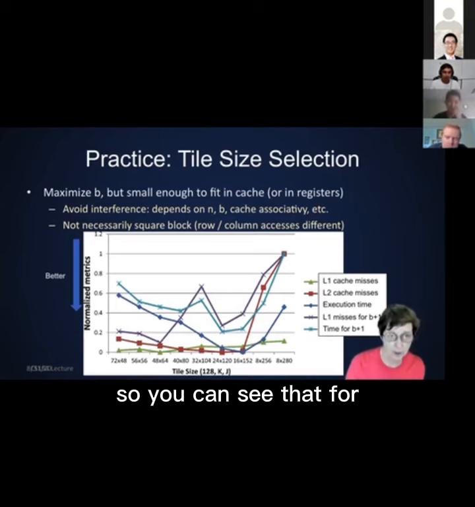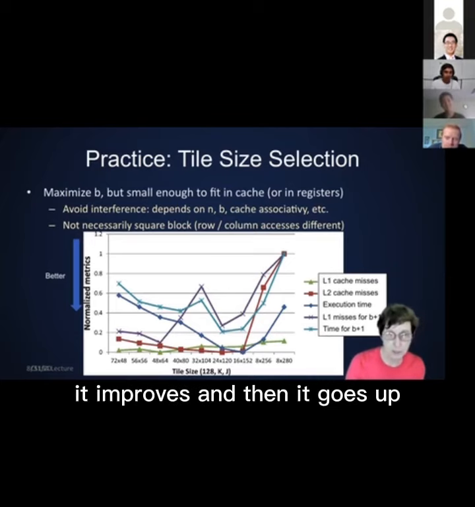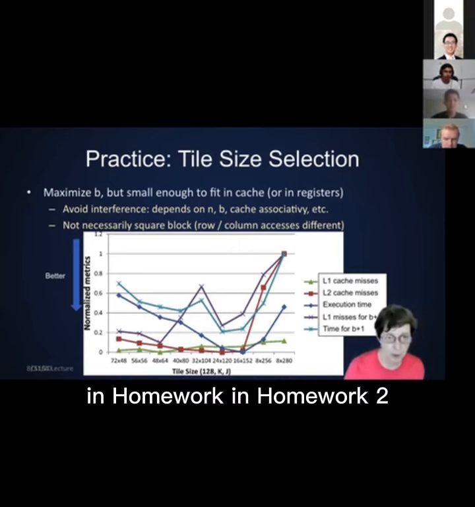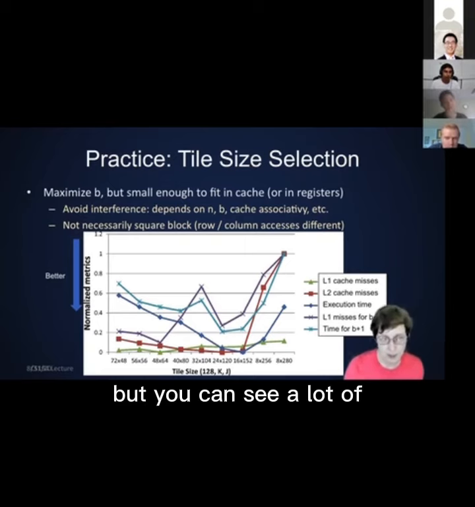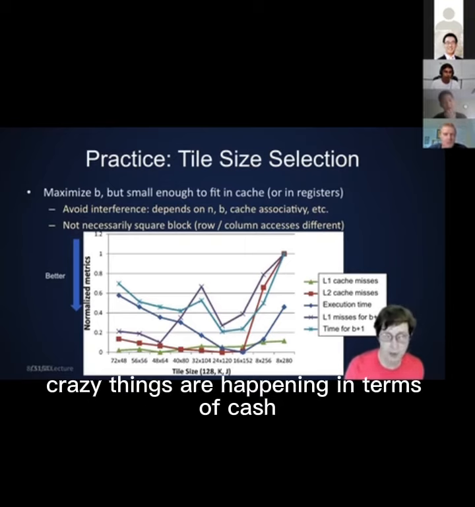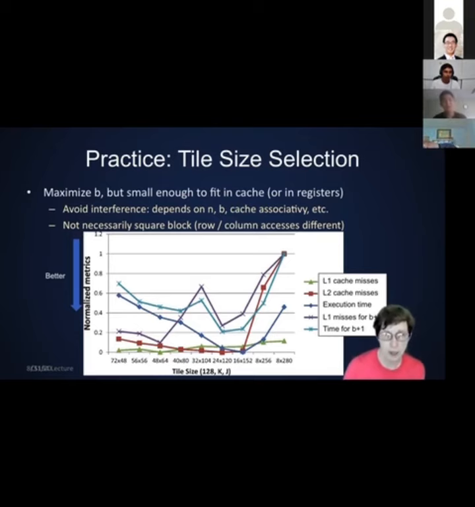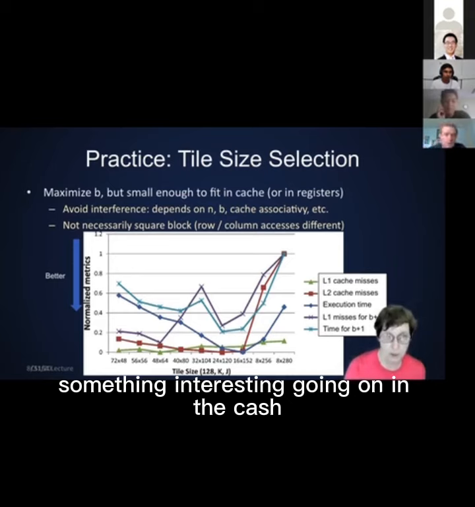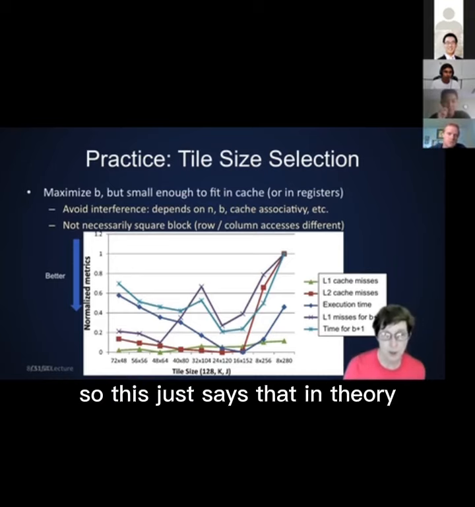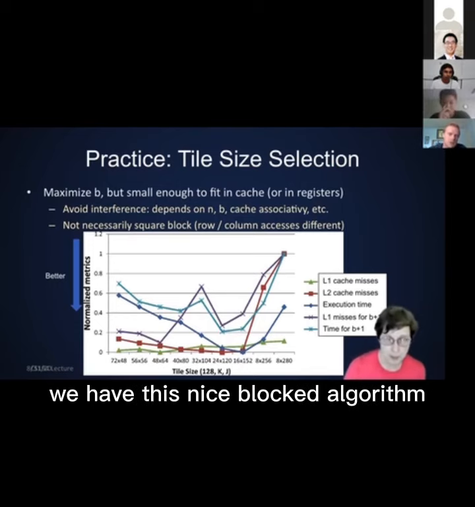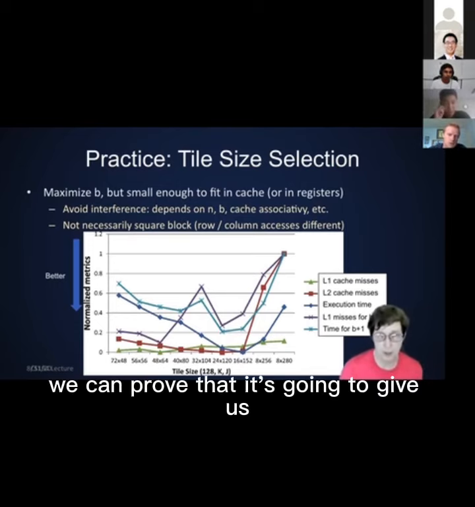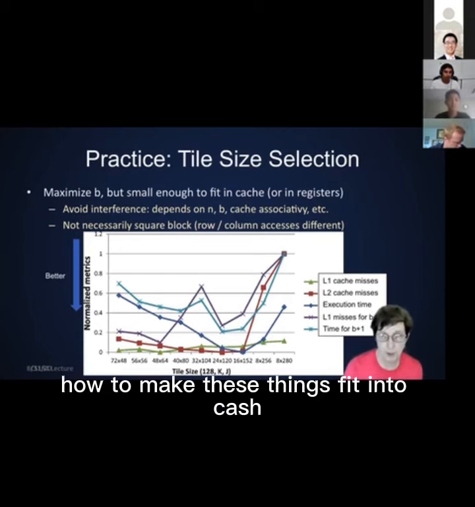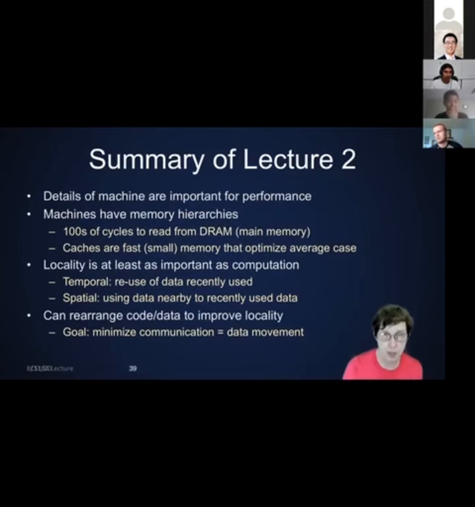So you can see that as you vary the tile size, it improves and then it goes up, and we're going to ask you to think about that in homework 2. But you can see a lot of crazy things are happening in terms of cache misses and so on in the middle here at various points, probably because of something interesting going on in the cache. Okay, so this just says that in theory, we have this nice blocked algorithm. We can prove that it's going to give us much better computational intensity. In practice, we do have to worry about exactly how to make these things fit into cache.